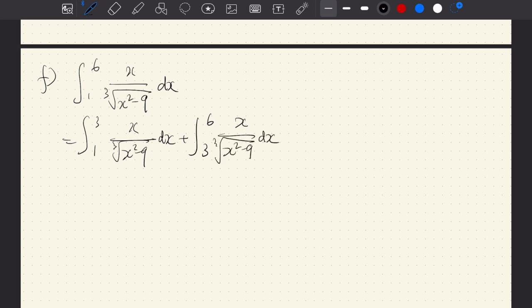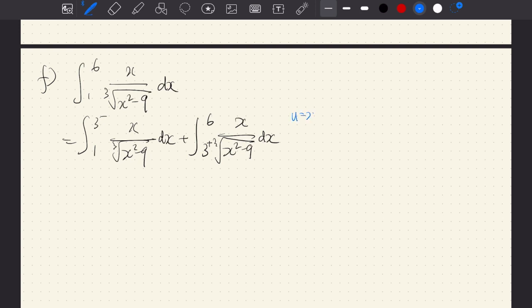Okay, to remind us of the direction of the limits, we can write 3 minus here and 3 plus here. Now let's see, for the integrand, if we want to find the antiderivative, we can use u substitution, right?